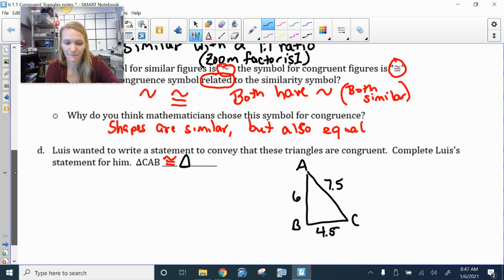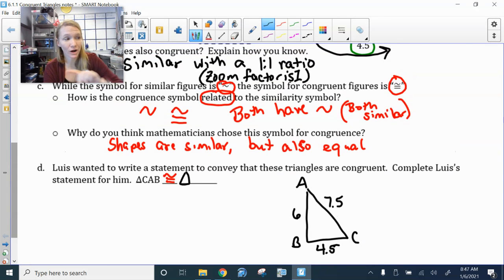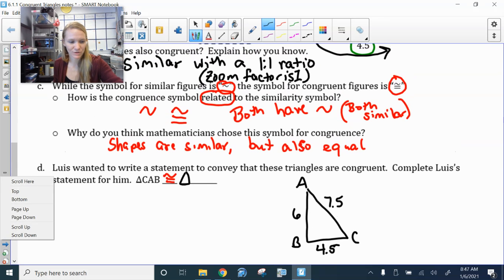So the squiggly line over the two lines, what does that represent? One more time. That represents similarity. So triangles that are congruent are similar, but then they also have the extra feature of being equal as well. Okay. Thank you. You're welcome. Thank you for asking.